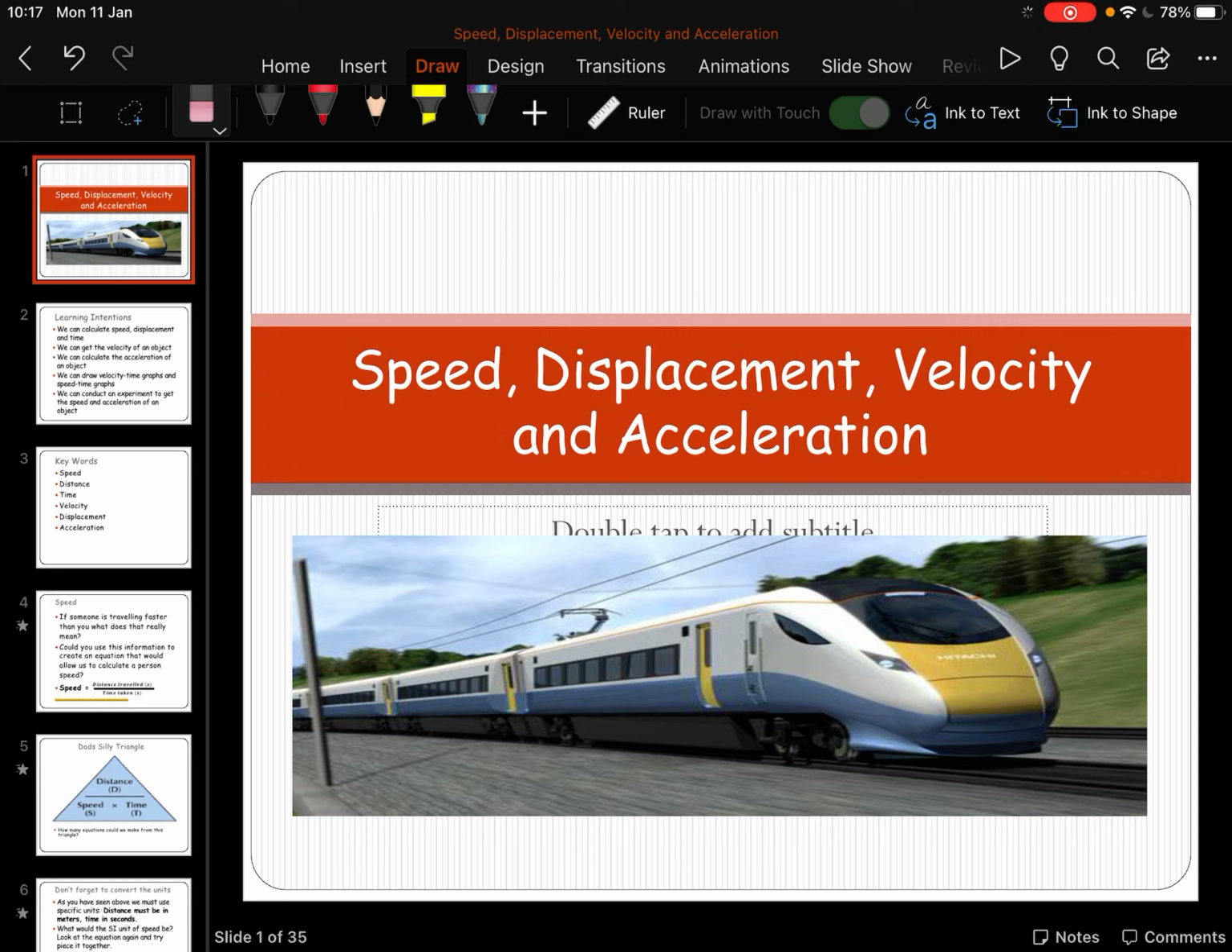So the first thing there, guys, is your heading. Your heading is speed, displacement, velocity, and acceleration. So you can take that down as your heading, okay? So this is your heading here, okay? Speed, displacement, velocity, and acceleration. This is your heading, okay? So start by taking that down. If you want, again, pause the video, take that down, all right?